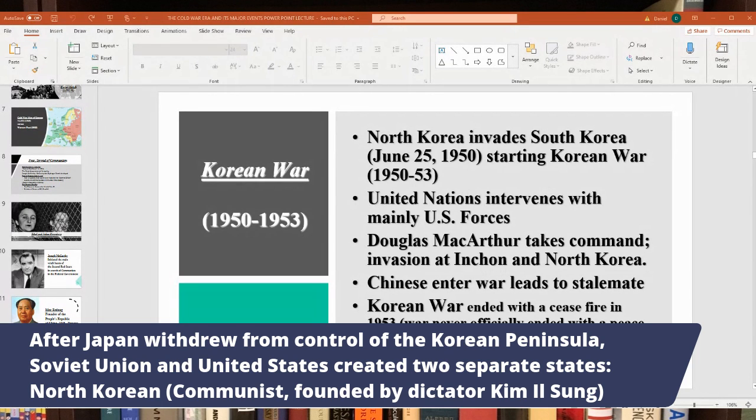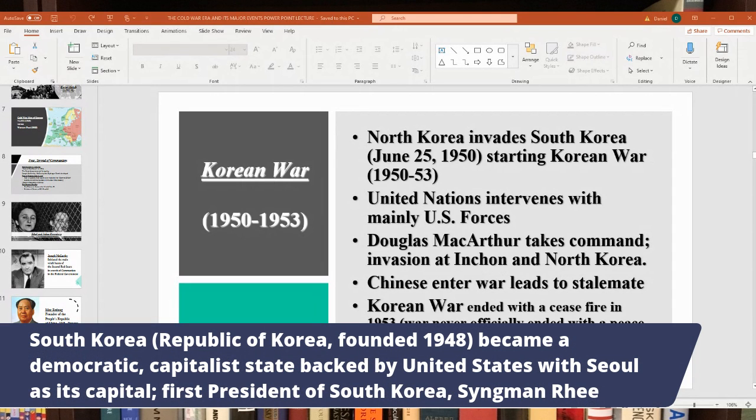Then the United States also helped create a state that was more capitalist and democratic, which became the Republic of Korea, simply called South Korea. So you got these two states, North and South Korea, which were created. Pyongyang, like I said, was the capital of North Korea. The capital of South Korea, of course, is Seoul, and both are pretty much still separate today. The first president of South Korea was Syngman Rhee, who was basically a right-wing type political leader. And the other guy, Kim Il-sung, was a communist type dictator.